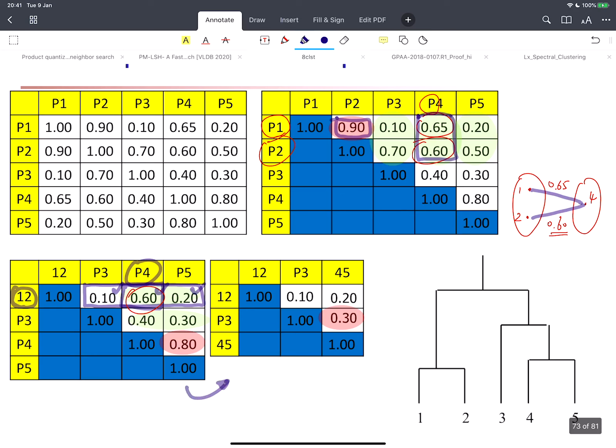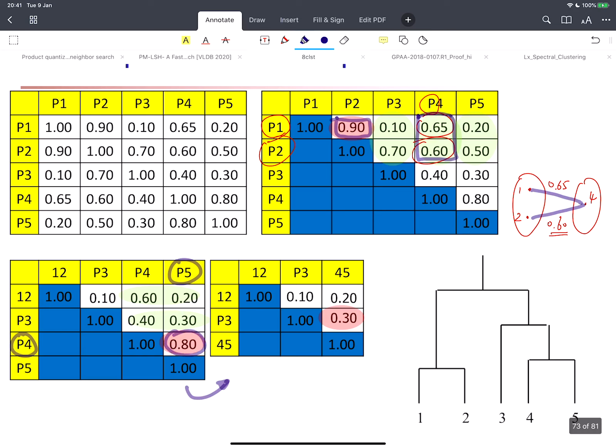Then the next step is very similar. Okay, you enter into a new iteration. What you do is reduce 4 by 4 into 3 by 3. So you always pick the maximum one. Okay, if you look at all the cells here, let's say if we remove all the marks, the closest cluster at this time is between P4 and P5, which gives you 0.8.